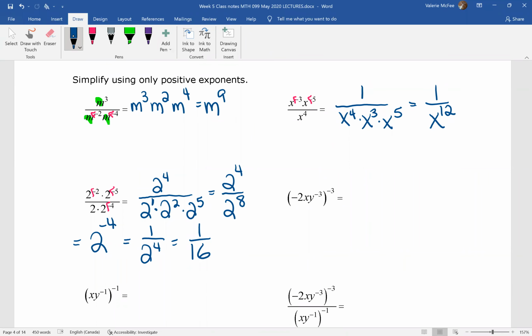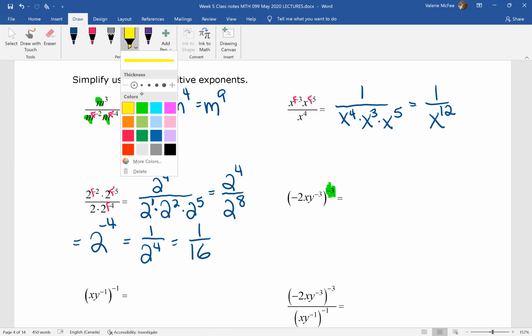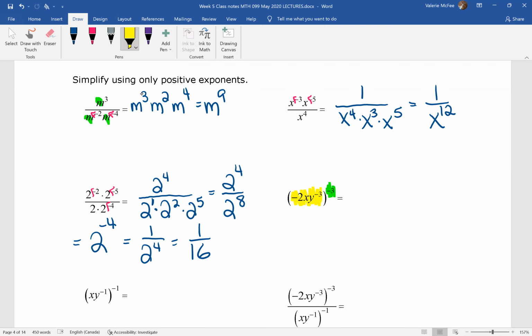There are different ways to think about these next few questions. One way is to take that negative outside the bracket and make it positive. In order to do that, we're going to take the entire base, all of this, and move it to the denominator. Notice that the exponent on y stays the same because that's part of the base. The only thing that's changing is the exponent outside the bracket.